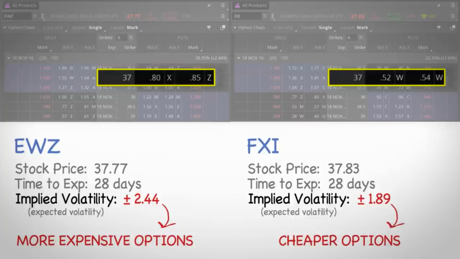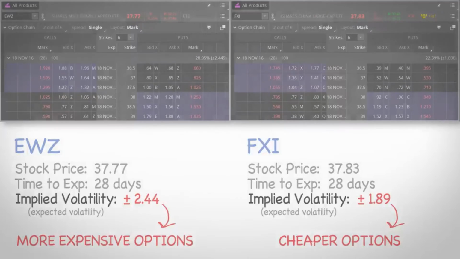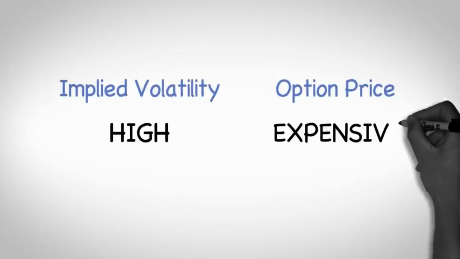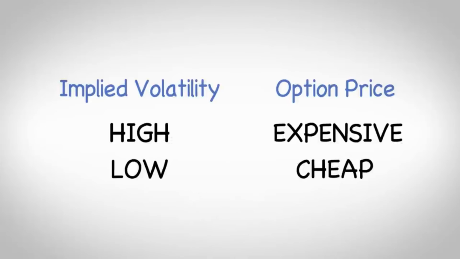And this doesn't just apply to the 37 strike put. You can actually see that the puts and calls at every strike are more expensive on EWZ than on FXI. Okay, you get it. High implied volatility equals expensive options, and low implied volatility equals cheap options. Simple enough. High risk means expensive insurance, and low risk equals cheap insurance.